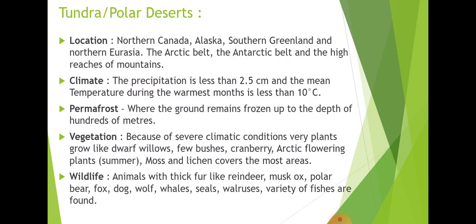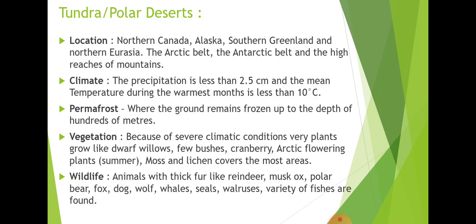So when we go to the higher altitudes of the mountains, the tundra or the polar desert is found. The climate here is very cold, and the precipitation is very little. It's about 2.5 centimeters, and it is in the form of snow. The temperature during the warmest month is less than 10 degrees Celsius. So if there are warm months, like summers, the summers are also very cold, about 10 degrees Celsius.